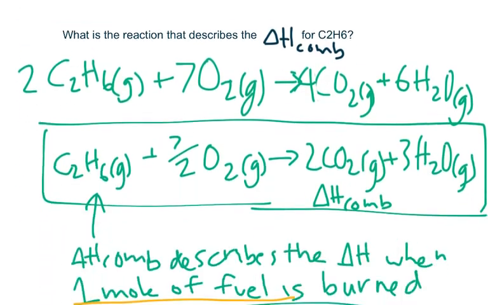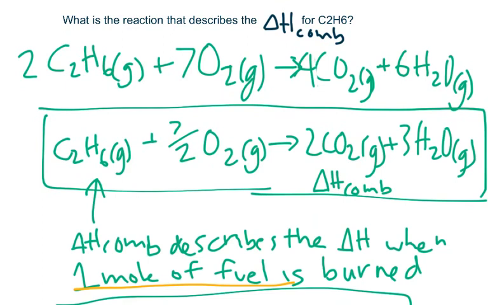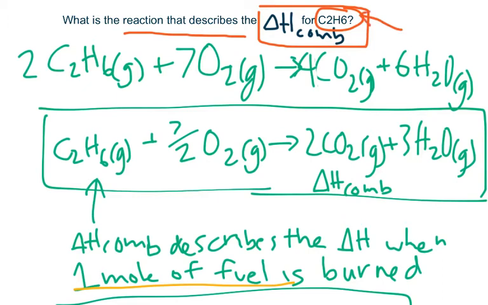So now let's do a practice question. What is the reaction that describes the delta H of combustion for C2H6, or ethane? For this, we need to make sure that our fuel, ethane, is going to have a coefficient of 1, which represents 1 mole. And since delta H of combustion is describing the change in energy when 1 mole of fuel is burned, this makes sense. So we gotta make sure that that has a coefficient of 1.